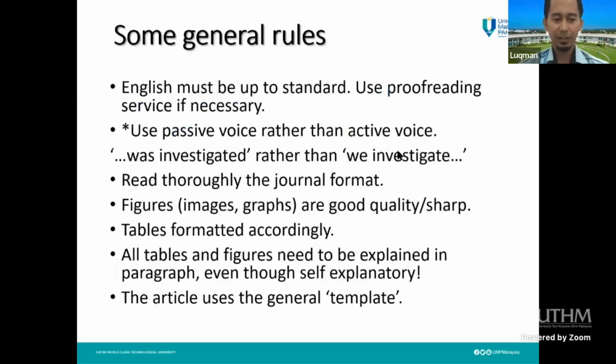Okay. Alright, some general rules. Saya rasa terpaksa skip lah a few sebab takutkan dragging terlalu panjang. Some general rules, satunya English lah kan. So, sebelum hantar tu, use proofreading service if necessary. And right now, even kalau bukan proofreading service, maybe you can use software kan. Even ChatGPT pun rasanya boleh help you with the grammar. So you can try that out.